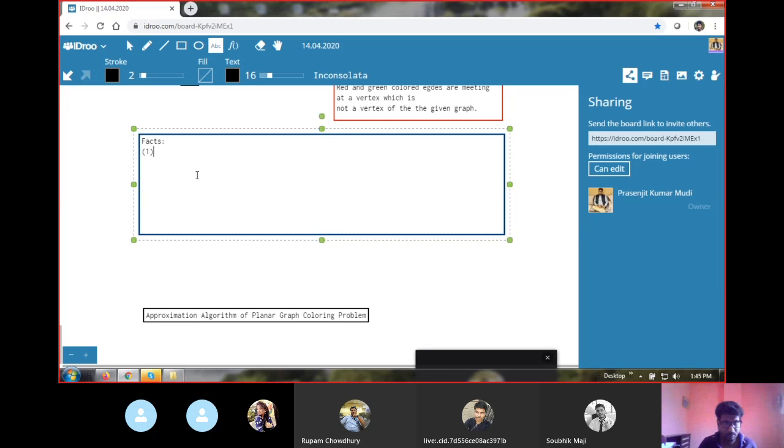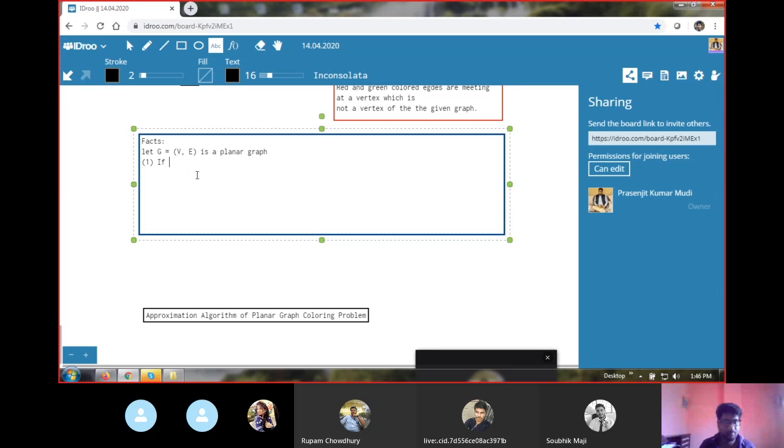Number one, if G equals (V, E), the graph, let G be a planar graph. Okay, it's a planar graph.